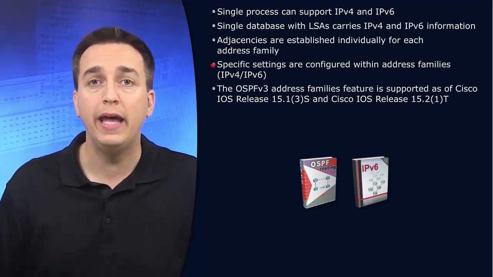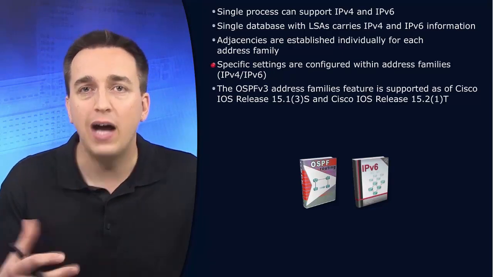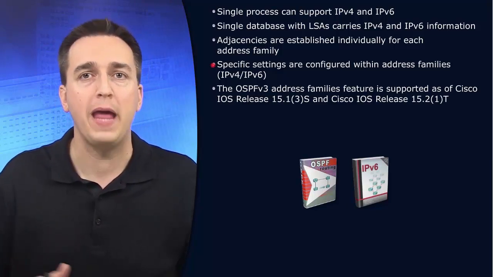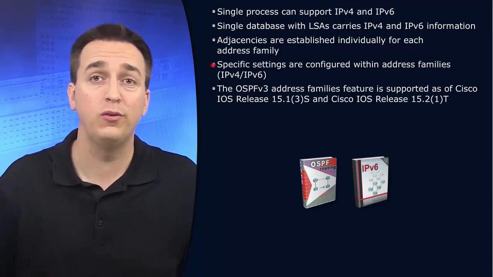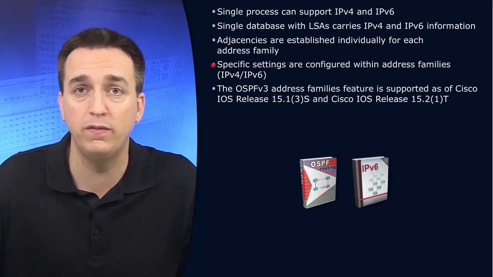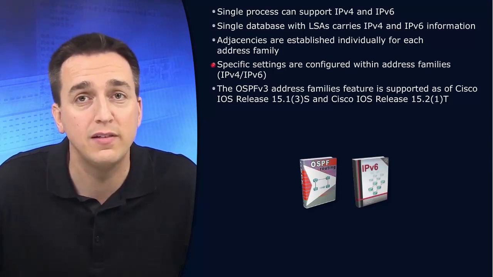However, you can configure global parameters outside of the address family configuration mode that will apply to both address families. So for example, if you wanted every interface to be passive, you just configure that underneath the OSPFv3 process, and every single interface is passive, so passive-interface default.